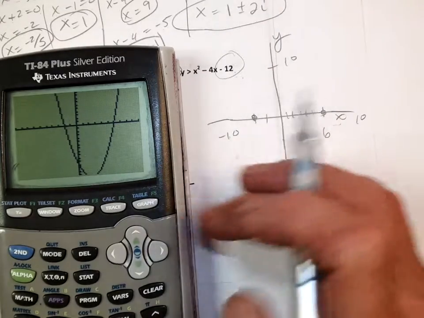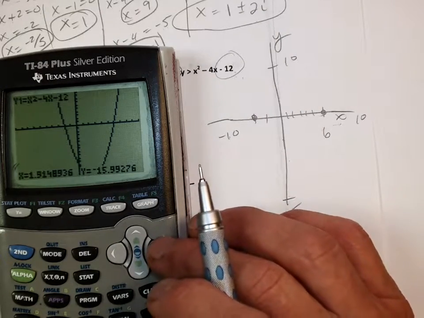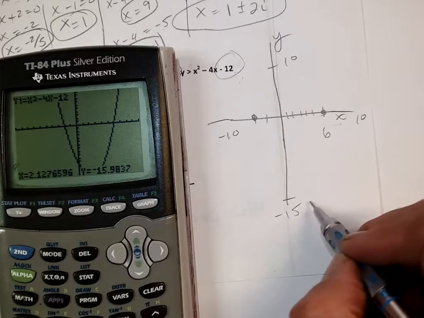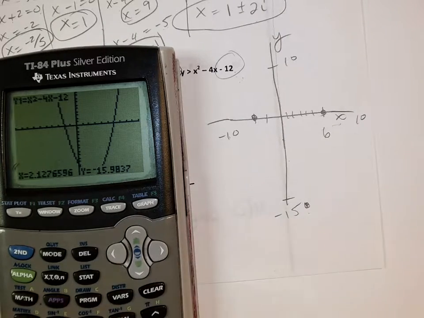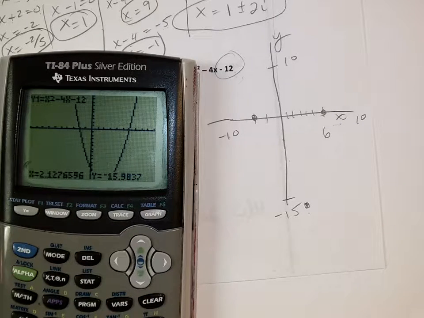It's got a vertex. Let's do my trace button. Looks like the vertex is down at about, maybe 2 and -16. And I don't have to be perfect on this. You do not have to be perfect on your drawings. You just have to get the right shape, pretty much in the right place. It does not have to be perfect.